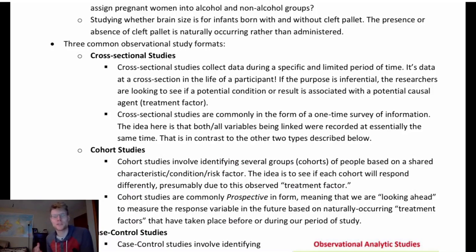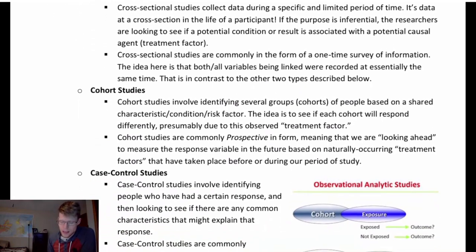That would just be a standard survey type situation where you're collecting data for both the potential cause and the potential effect together. So you might think of it as data at a cross-section. If we were to ask a survey, we would gather that information together. So that would be different than a cohort study.